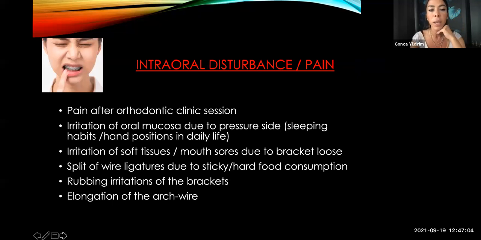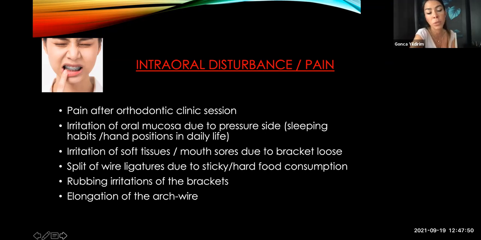If it's an intraoral disturbance or pain, we should tell the patient that it's normal to feel pain after a clinical orthodontic session because we apply pressure to the teeth. That's why it's normal for the patient to have pain or disturbance or stitching of the gums. Irritation of the oral mucosa is always seen in the first 2 or 3 months, because they are going to get used to the volume of the braces. It's also seen that the pressure side of the hand or sleeping habits cause irritation of the oral mucosa.